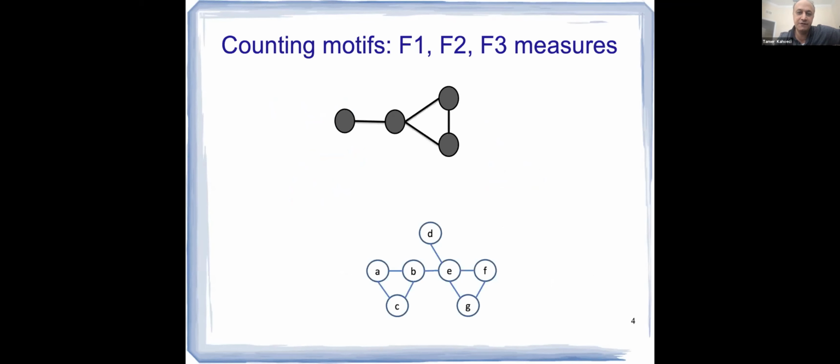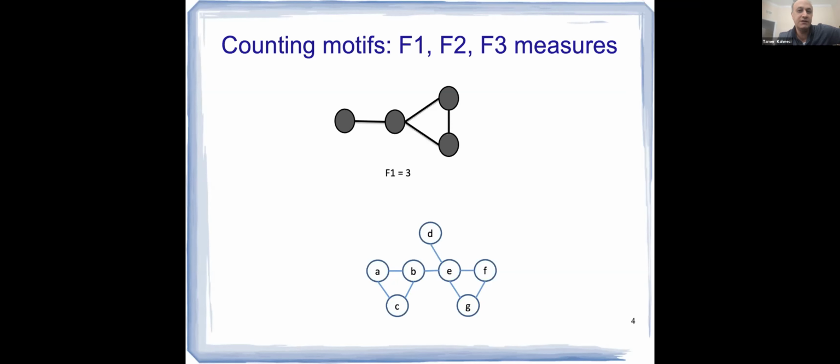I'm going to explain them very briefly on this toy example. In my example, on the top, what you see is a motif pattern, and at the bottom is a small hypothetical network. Now let's start with the F1 measure. The F1 measure simply says that I'm only interested in the number of possible ways to place this motif on top of the target network. For example, I can place my motif on the network like this, or like that, or like that. So there are three different ways to do this placement. So the F1 measure says that my count is equal to 3.